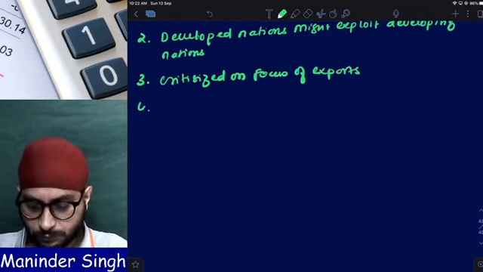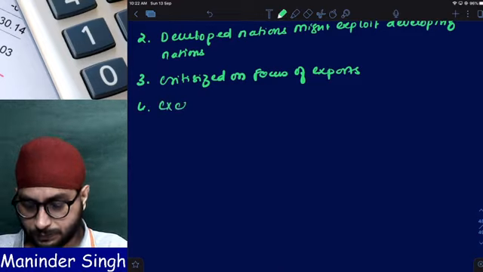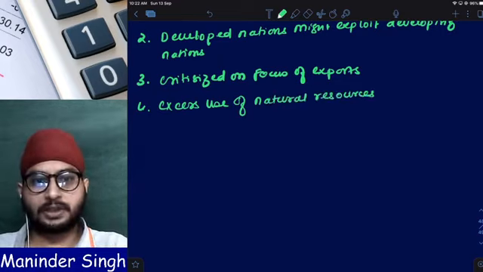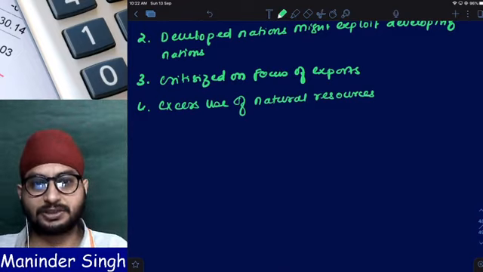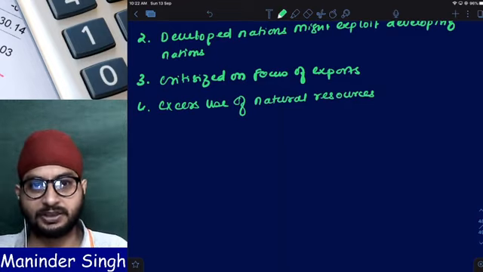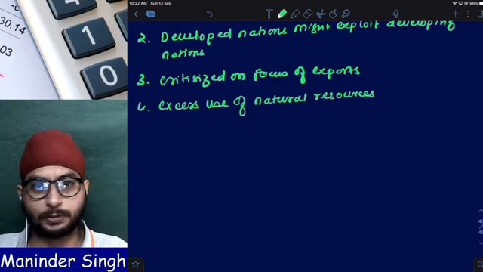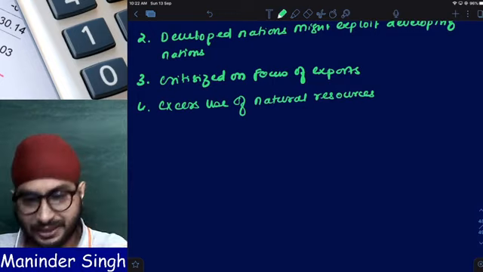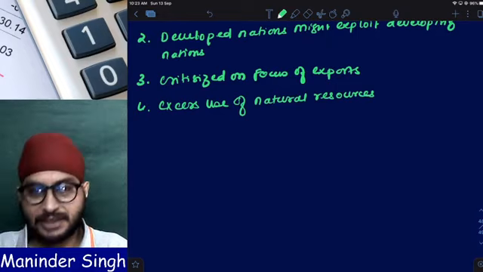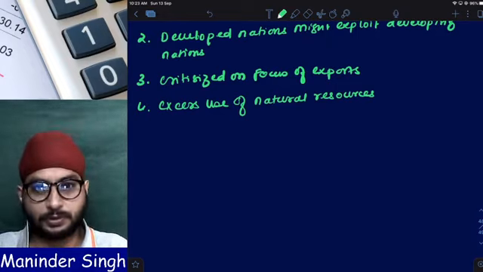Next, excess use of natural resources. Now foreign countries are coming to India, they are using India's natural resources. Once the natural resources of India are exhausted, you think they will support India? Once the natural resources availability in India reduces, you think they will support? No, they will go back. It means they are coming to our country, extracting our natural resources and taking the benefit of them. Later on, once the natural resources reduce, obviously they will not support us, they'll go back.